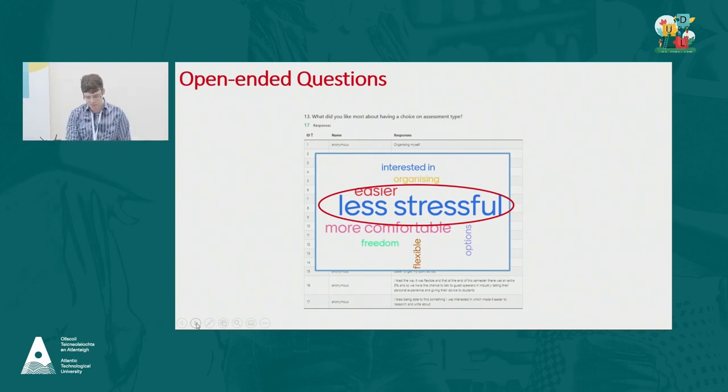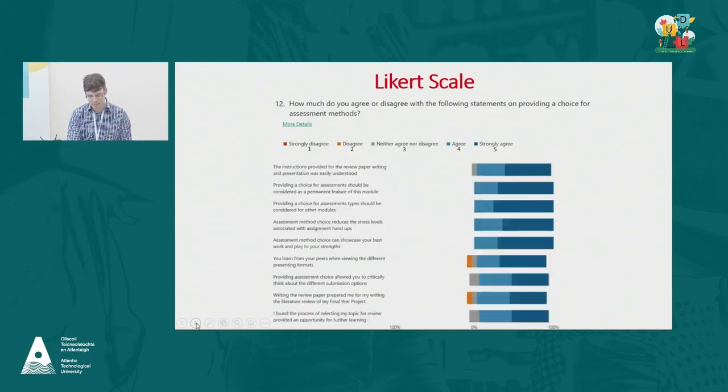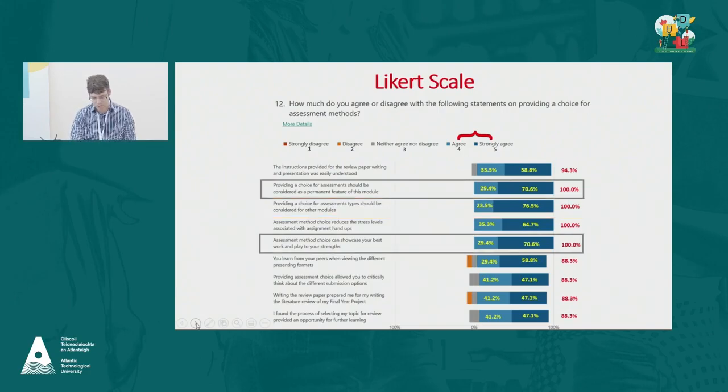So that was an interesting finding there. The Likert scale, then, I have a series of questions here. I'll just focus on some of the more popular ones. So, providing a choice for assessment type should be considered for other modules. In second place, providing a choice of assessment should be considered a permanent feature of this module. Assessment method choice can showcase your best work and play to your strengths.